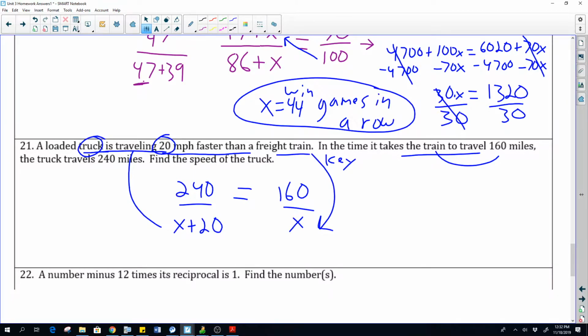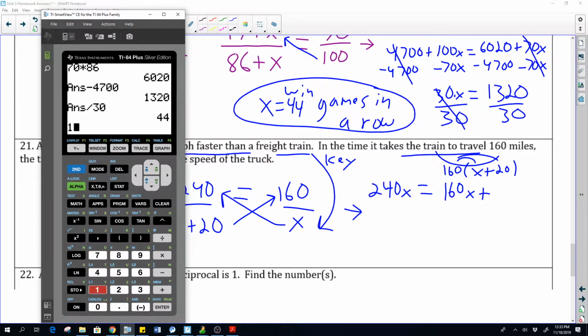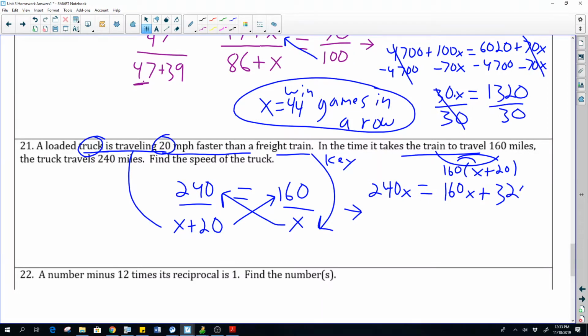Cool. So now we'll go ahead and cross multiply, right? So we're going to do x times 240, or 240x. It's going to equal 160 times x, which is 160x. So what we did there is we took that 160 and we already started distributing it through this guy right here, multiplying that out. So 160 times x is 160x. And then 160 times 20 is, cool, 3,200.